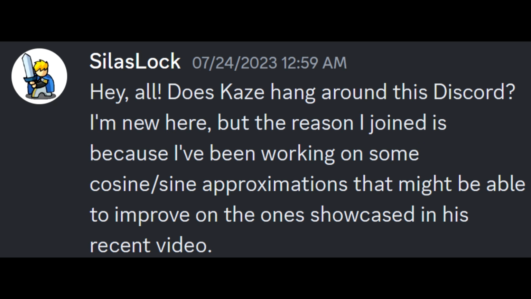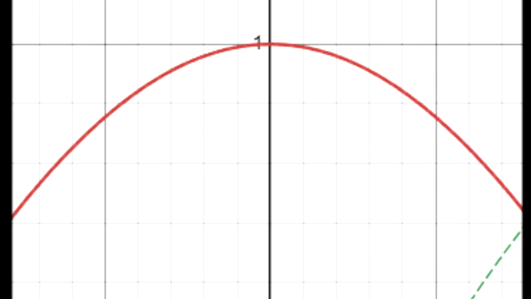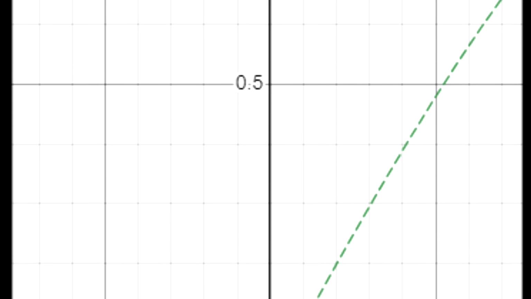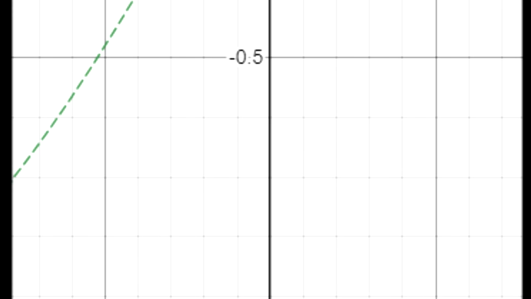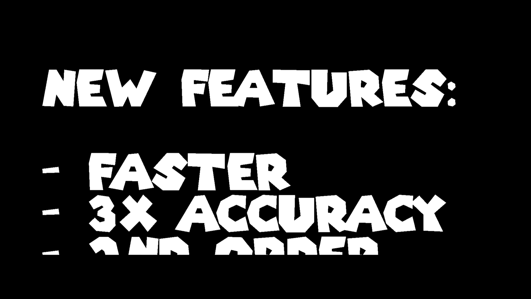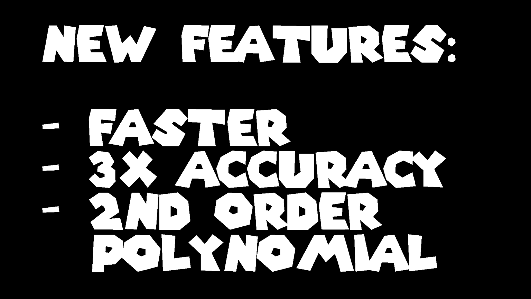One fateful day, after releasing the sine video, a man named Silaslock joined my Discord and posted his new sine idea with a great mathematical proof for its accuracy. He realized we could also fold the sine and the cosine into each other for a polynomial. The new function is faster, 3 times more accurate, and only uses a second order polynomial.